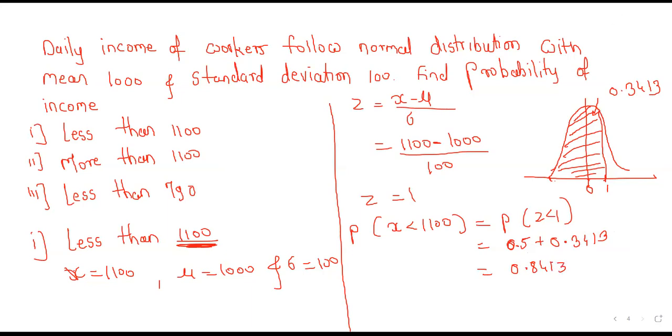Okay, so here we have to calculate the probability of daily income of workers which is less than 1100. So x is equal to 1100, mu is equal to 1000 and sigma is equal to 100. We have the formula z is equal to x minus mu divided by sigma. So we get the value of z as 1. So the probability that x is less than 1100 is, in terms of z, the probability of z less than 1.